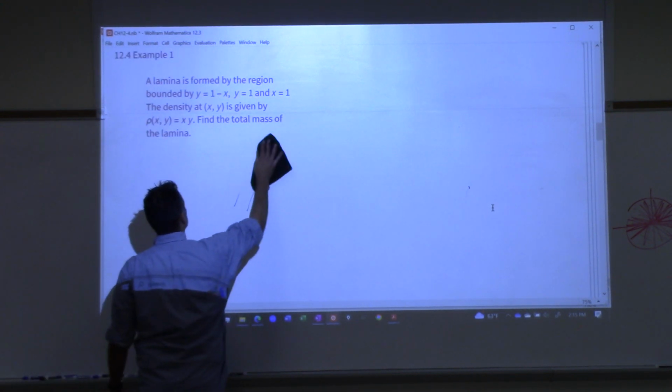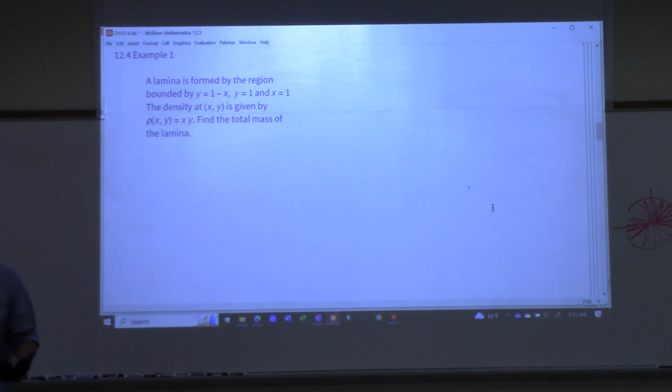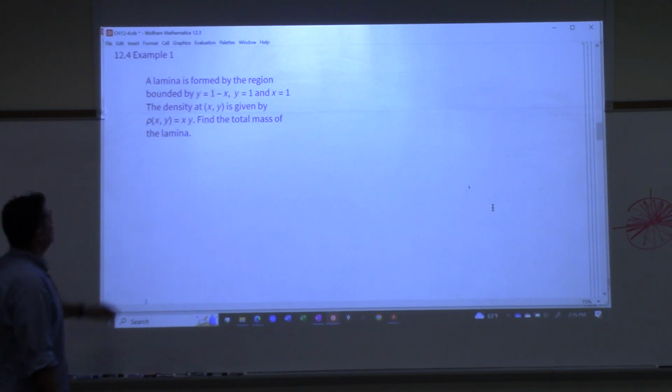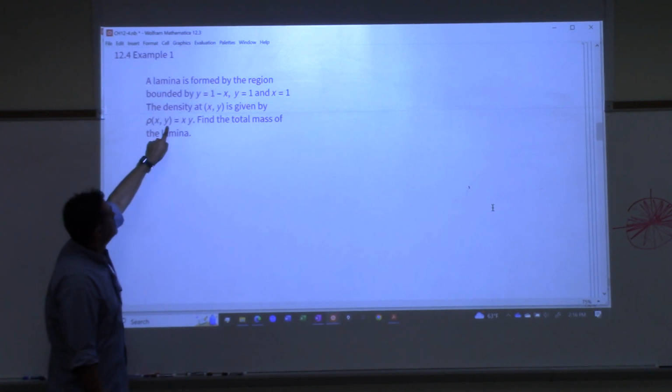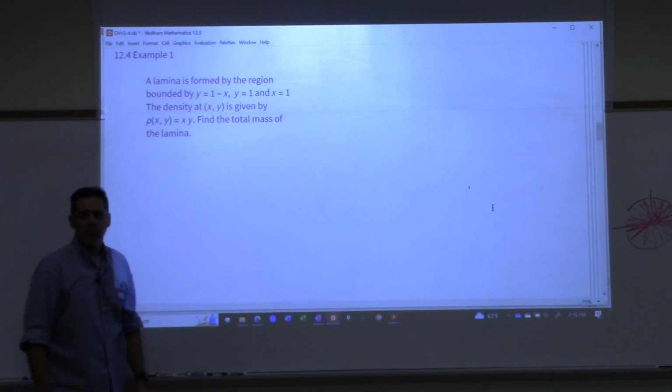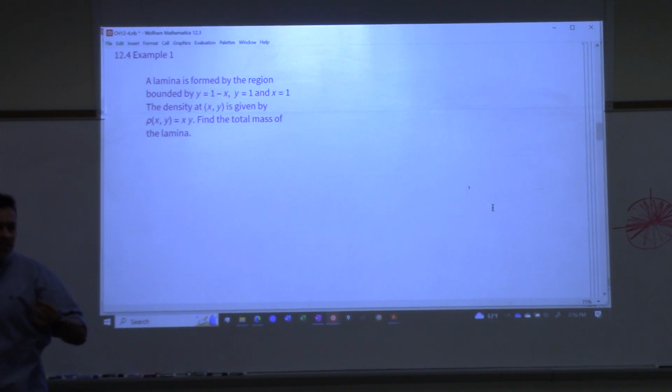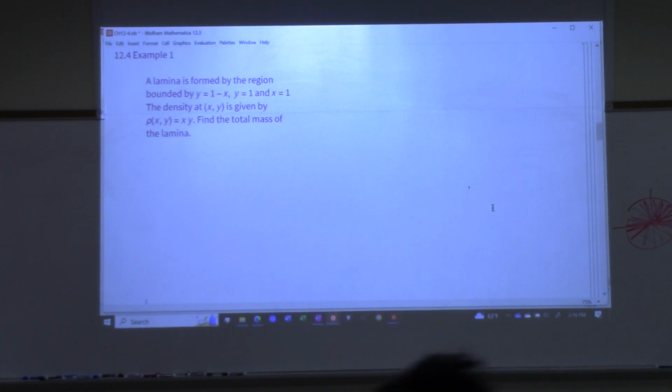A lamina is formed by the region bounded by these curves. The density at any point is given by rho of xy, which is x times y. So the density at the point you're talking about is just the product of the x and y coordinates of where you are. Whatever your x coordinate is times whatever your y coordinate is gives the density at that point. That's been provided to us.